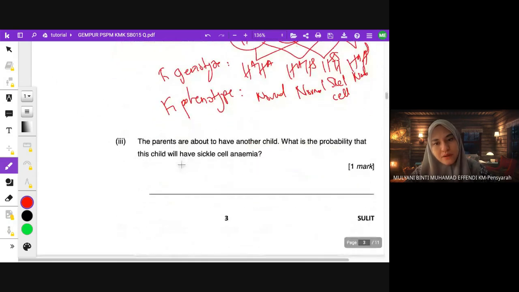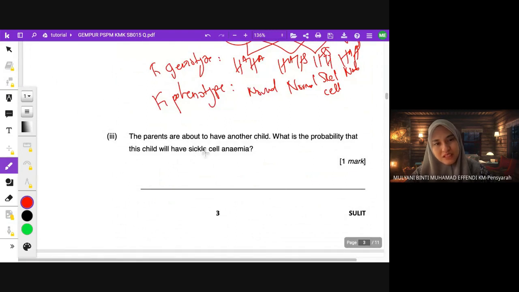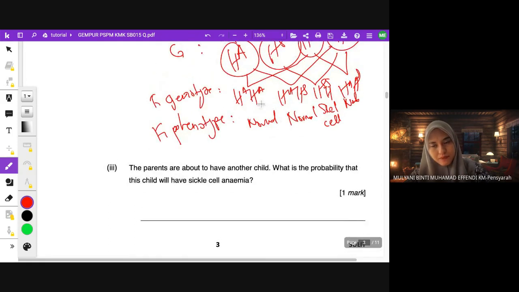Okay, so the parents are about to have another child. What is the probability that the child will have a sickle cell anemia? So walaupun anak kedua ke, anak ke-10 ke, the probability adalah seperti yang dalam diagram di sini lah, ditunjuk di sini. So tak kisahlah anak keberapa, tapi kebarangkalian untuk anaknya dapat sickle cell adalah 1/4.